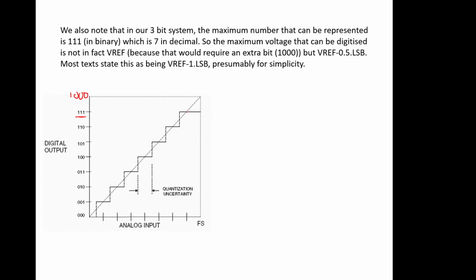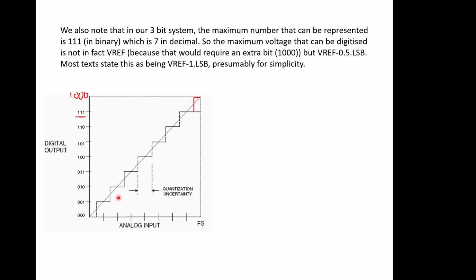So we run out of steam at this point, can't go any higher. So any signal in this range coming into the system is digitized to 111, even though, strictly speaking, anything in this bit here should be digitized to this higher level. So we end up with an issue in terms of the definitions of this. So strictly speaking, it's only this bit that we have a problem with. But you might find if you look in textbooks and things that it says that the maximum you can get is VREF minus 1 LSB. I don't know quite why.